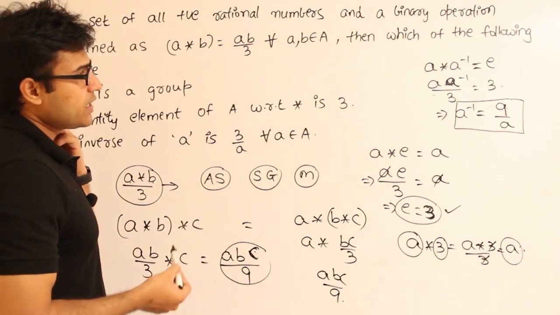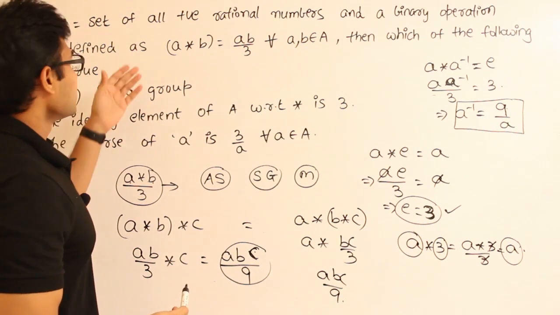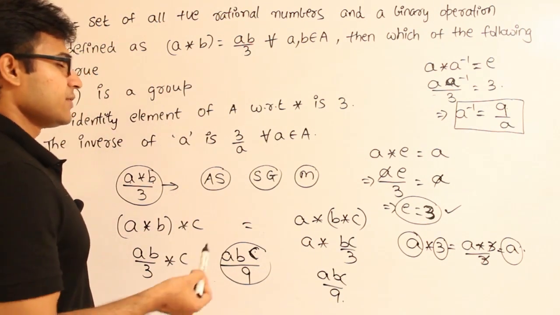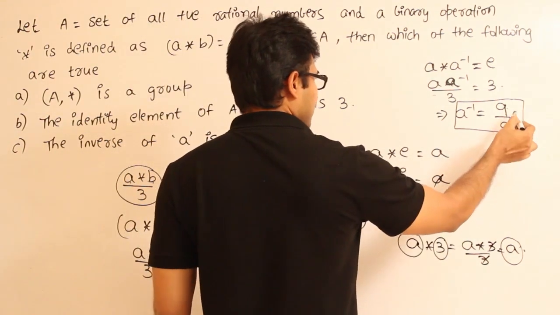So will every element present in this particular set of positive rational numbers have an inverse? Yes, every element will have an inverse except 0, right?